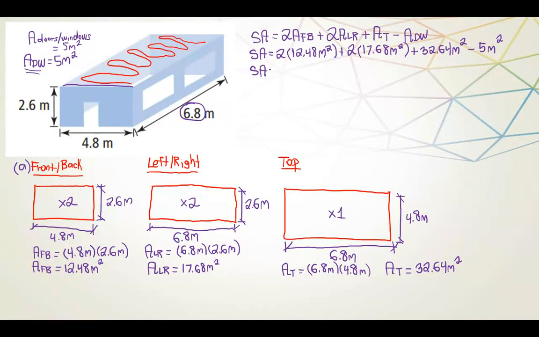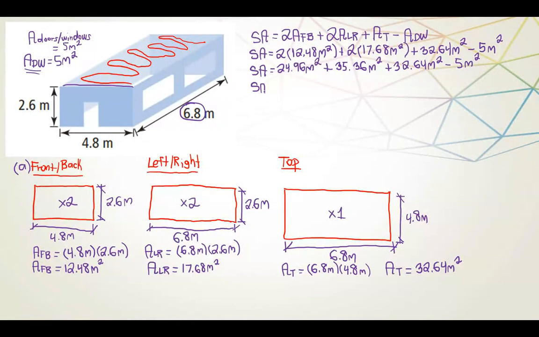Okay, so let's break this down step by step. So we're going to double 12.48. So 2 times 12.48 would be 24.96. The order of operations tells you have to do the multiplication first. Okay, then 2 times 17.68 would be 35.36 square meters, plus 32.64 meters squared, and then subtract 5 square meters.